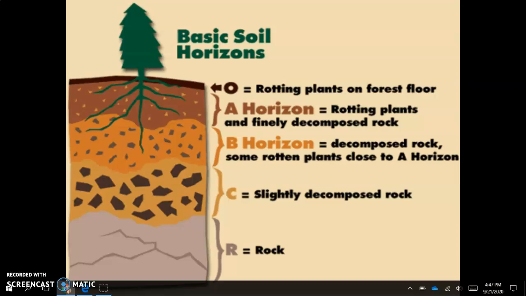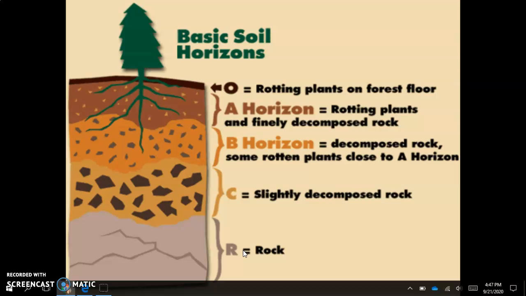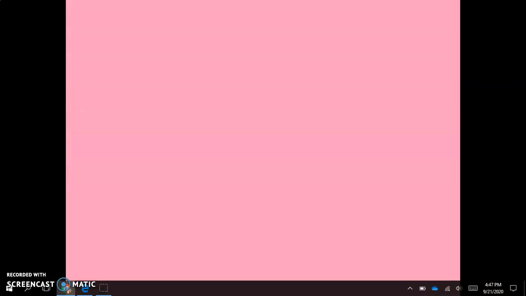Your A horizon are the rotting plants and finely decomposed rock. The B horizon is decomposed rock and some rotten plants closer to the A horizon. So any plants that are in our B horizon are going to be closer to the top. Horizon C is slightly decomposed rock, and then on the bottom where we have R, you can see this as R or B because it is bedrock, but that's just the rock that is not soil. It's kind of like our base.